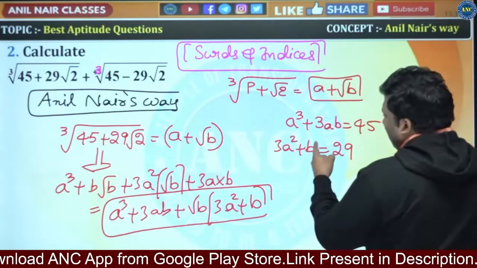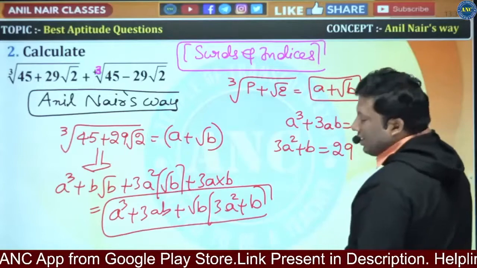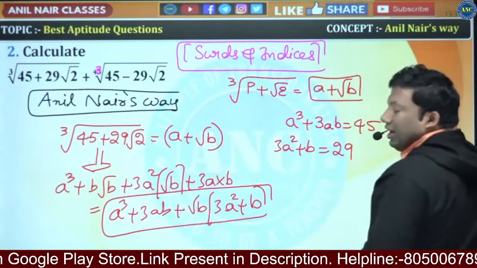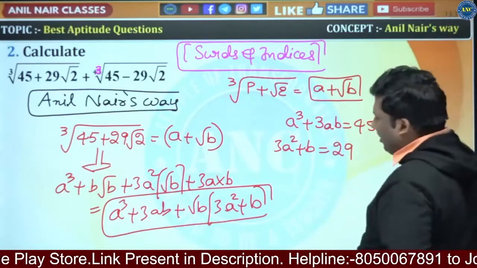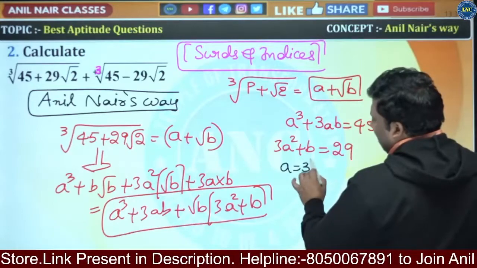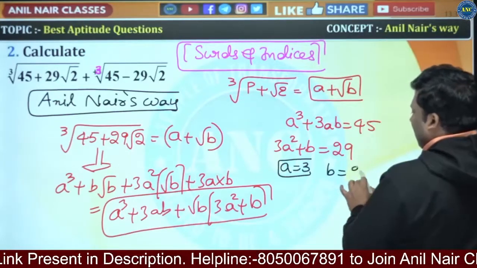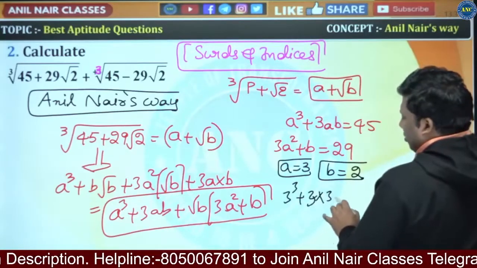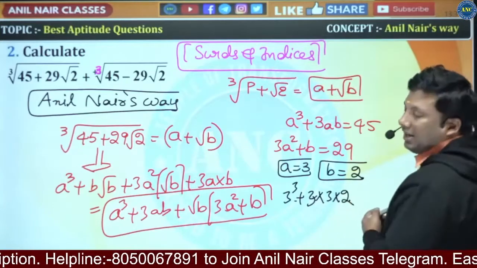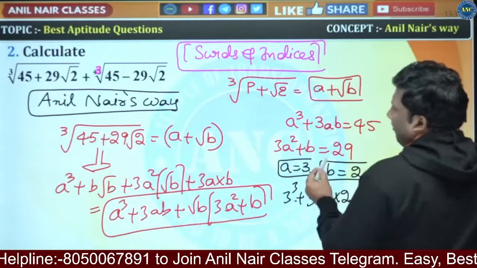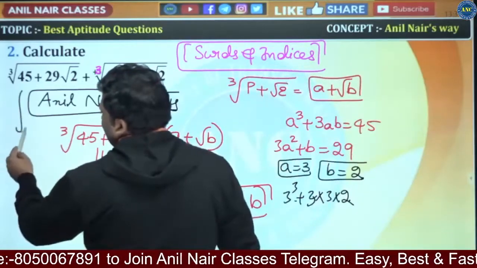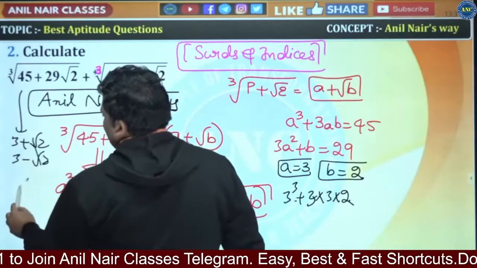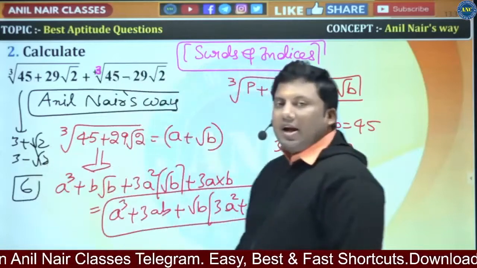If a is 1, b is 26, 26 times 3 is 78, no. If a is 2, 4 times 3 is 12, b is 29 minus 12, 17, 17 times 3 is 51, no. If a value is 3, 9 into 3 is 27, b value is 2. So this will become 3 cube plus 3 into 3 into 2, 27 plus 18, 45. Yes, that means the first one, this value is 3 plus root 2, and this value is 3 minus root 2. Answer is 6.